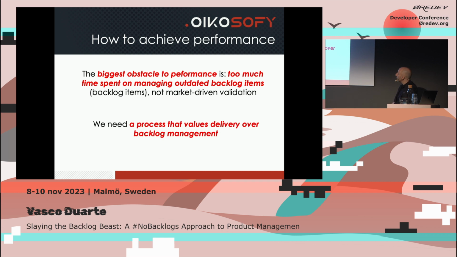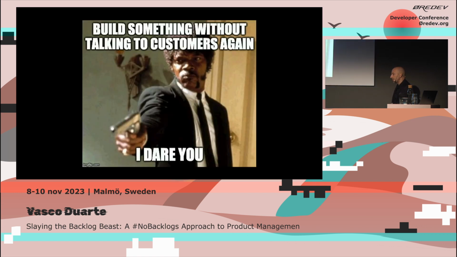So we need a process that values delivery, getting something to the market, over backlog management. That is not to say that backlog management isn't important. That is to say that our process should focus on delivery. Delivery should be the first goal for everything that we do. But we are not delivering very much, are we?